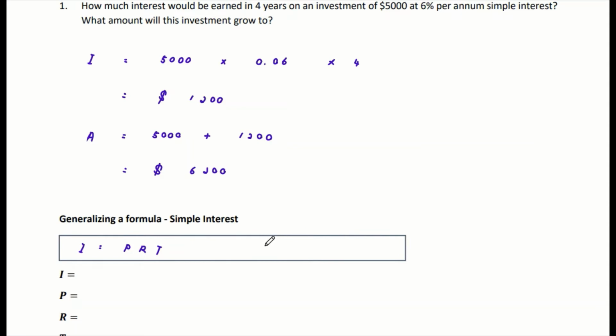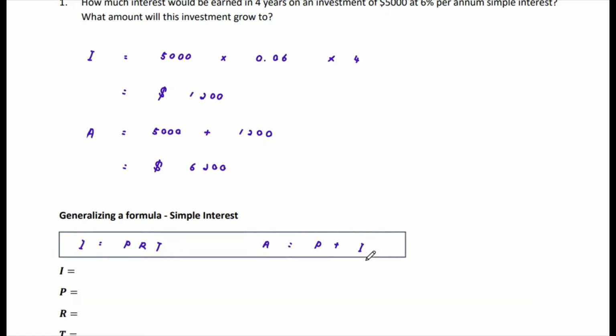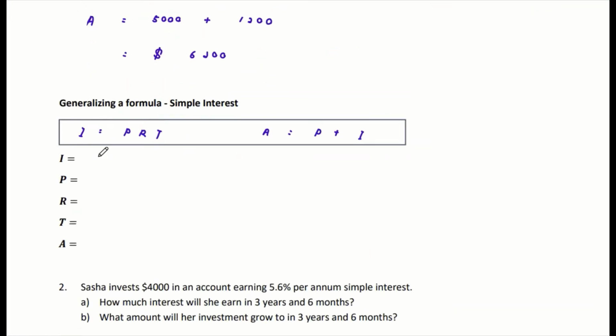Then how are you going to get the amount of money in your account? You use your principal plus your interest. So this is the formula that we'll be using. I stands for the interest. P stands for the principal, which means your starting amount of money that you put in the bank. R here is the interest rate.